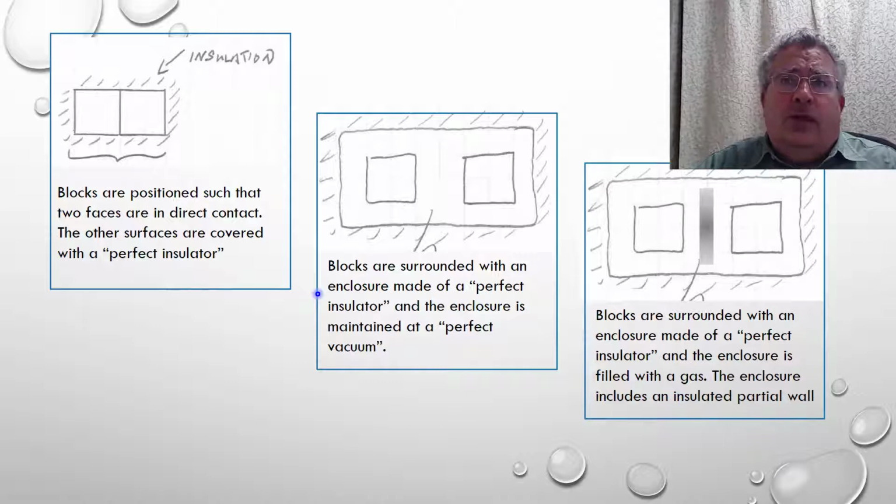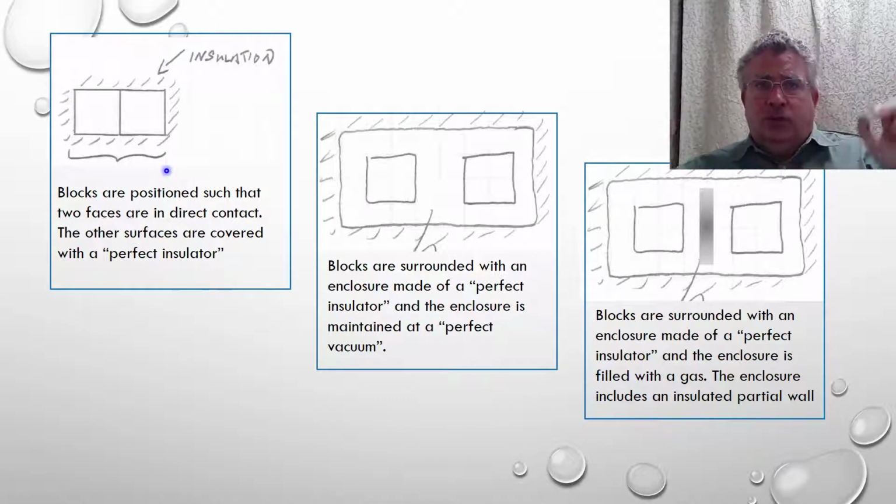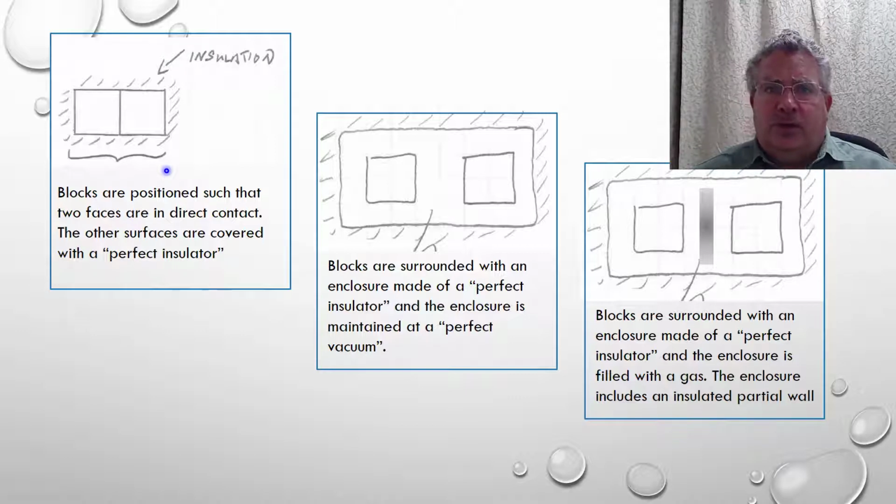Now we can have three different cases. We can put those blocks together such that one of their sides are touching in direct contact, and then put "perfect" insulation around these blocks. Perfect insulation means you can think of the insulation layer as being infinitely thick, but what we really want to say is that the insulation is so good that it lets no energy transfer into it. This is again something like unobtainium. There's no such thing as perfect insulation, but we can use it in a thought experiment.